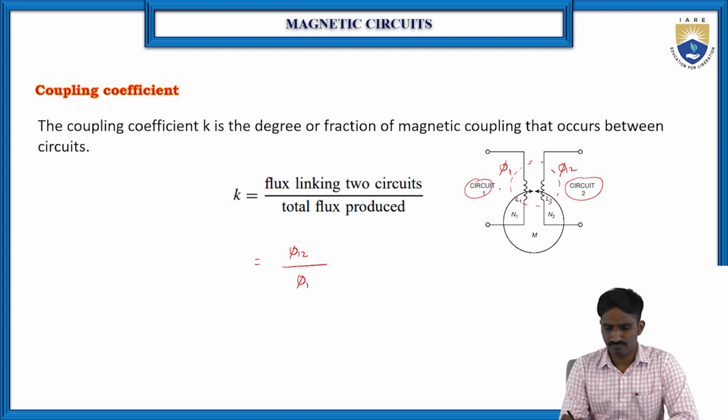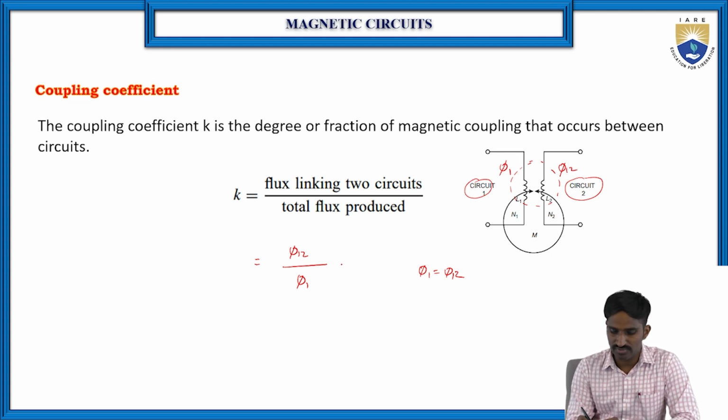Whatever flux is produced by the primary winding may or may not be linked with the secondary winding. If all the flux produced by the primary winding is linked with the secondary winding also, then phi 1 becomes phi 12, because the same amount of flux is linking with the secondary winding. If you substitute phi 12 as phi 1, then phi 1 by phi 1 is equal to 1.